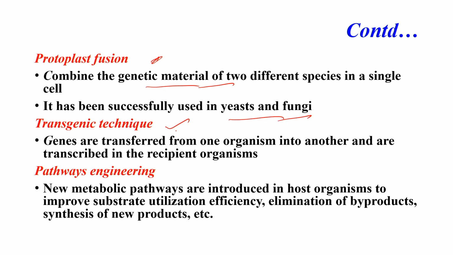The next approach is transgenic techniques. Here genes are transferred from one organism into another and are transcribed in the recipient organisms, like transgenic plants and transgenic animals. And here comes metabolic engineering or pathway engineering. New metabolic pathways are introduced in the host organism to improve substrate utilization efficiency, to eliminate byproduct formation, or to synthesize a new product altogether.